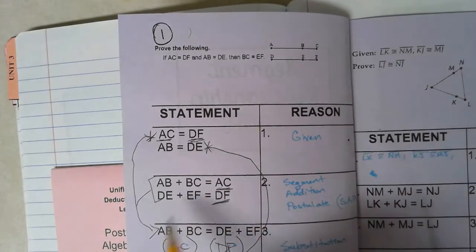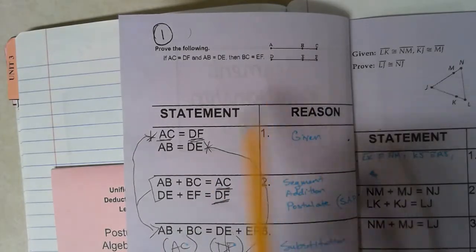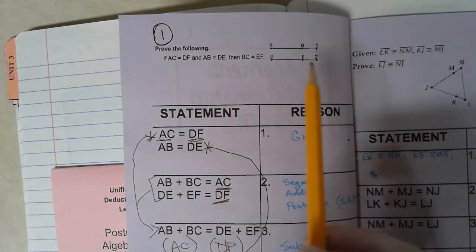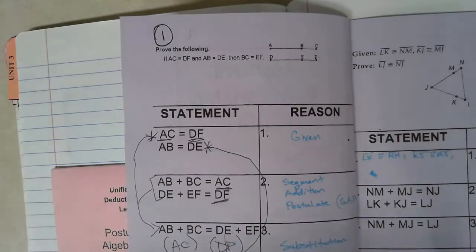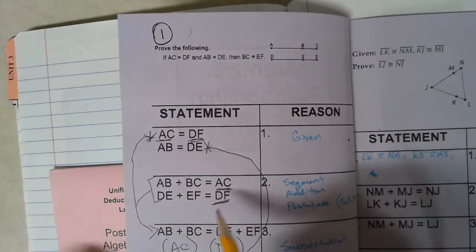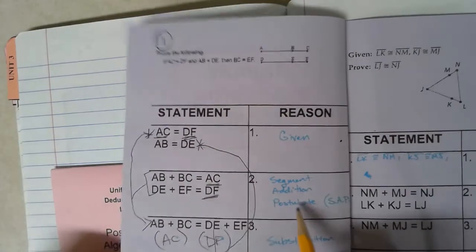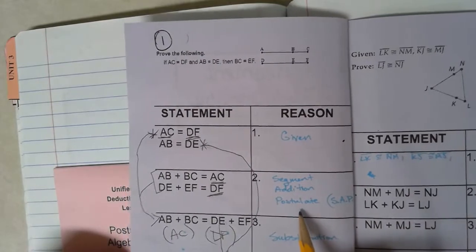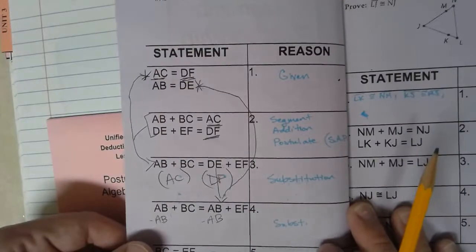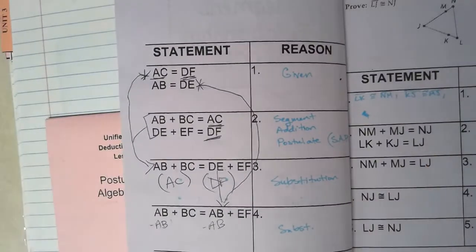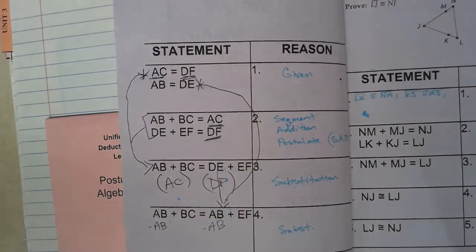Let me look at the next one. DE, that's this piece, plus EF, that's this piece, is equal to DF. Well, that's also segment addition postulate. So it seems that these two statements were created from using the segment addition postulate. So that's going to be our reason for having those two statements. Let's look at our next one. AB plus BC is equal to DE plus EF.